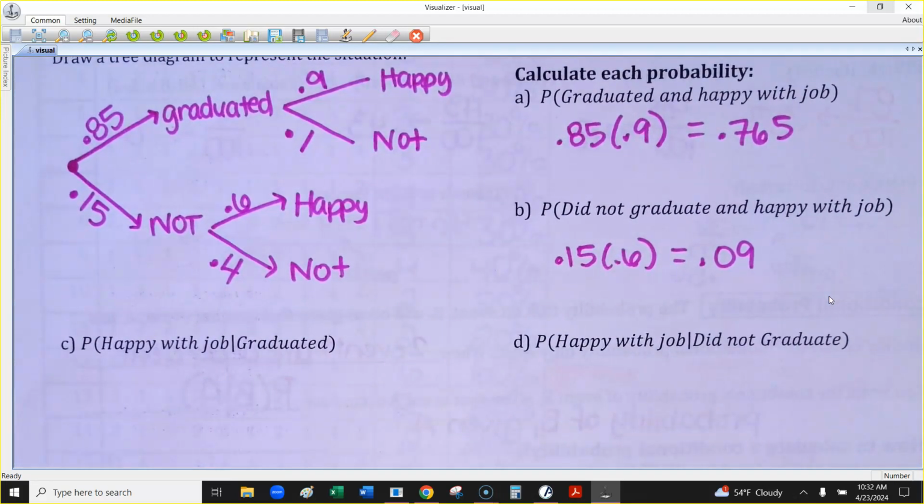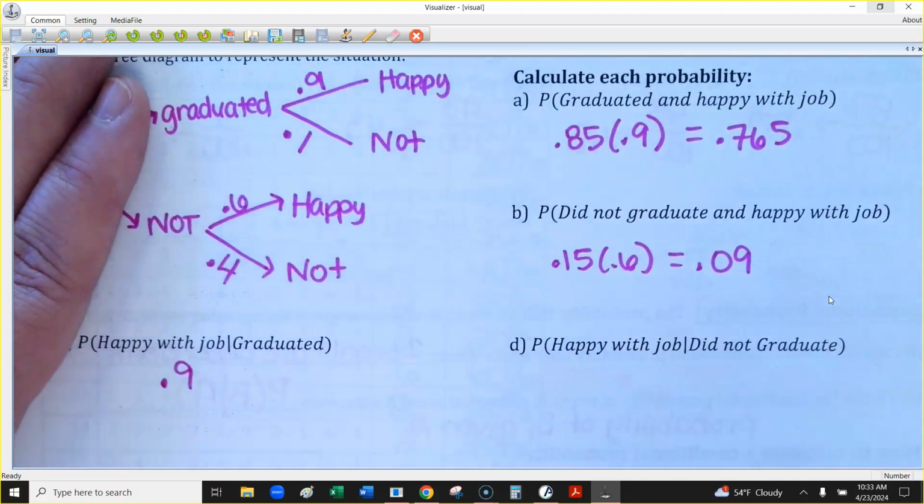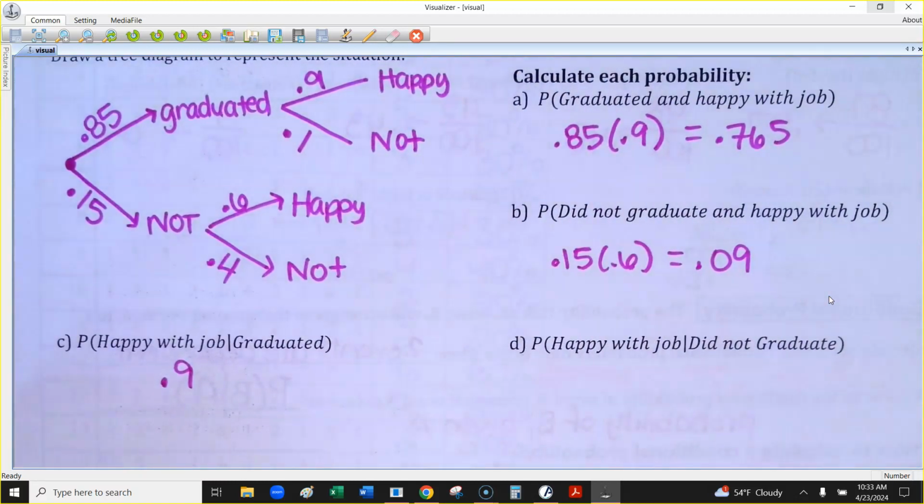You don't have to multiply anything. If I give you that they graduated, what's the probability they'd be happy with their job? 0.9. Done. That's literally it. So the conditional probability can be a little bit easier than actually calculating what we just looked at.